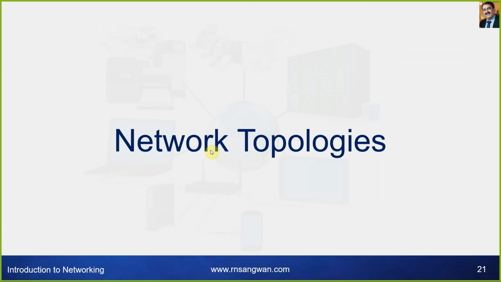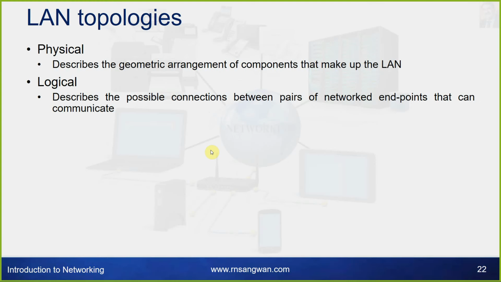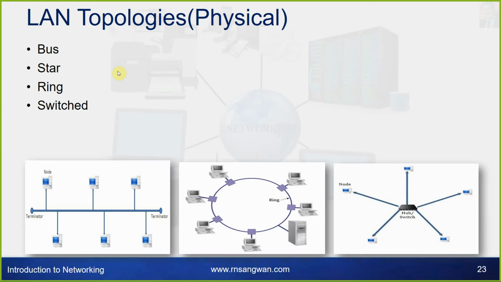Network topologies is the next topic. LAN topology, physical and logical. Physical describes geometric arrangements of components that make up the LAN. Geometric arrangement, meaning they are in the form of a star or in the form of a bus or in the form of a hierarchy, how they are connected. That is physical arrangement. Then logical describes possible connections between pairs of network endpoints that can communicate. So physical and logical, these are two different categories of topologies. We can divide based on physical, we can divide based on logical.